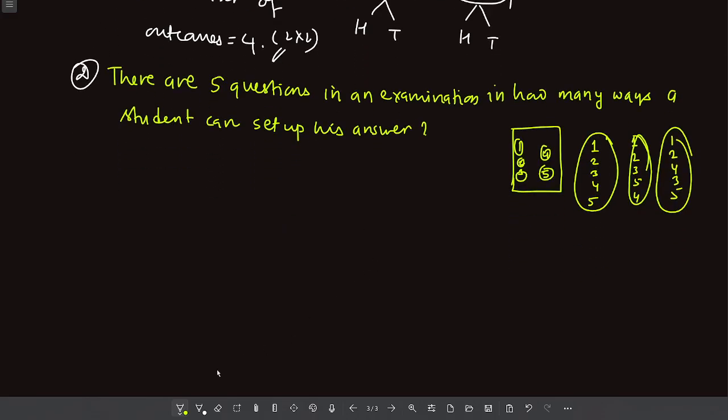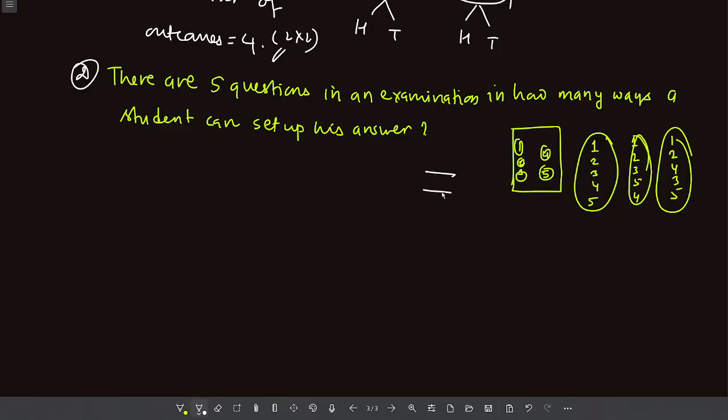How much will it be? The 5 exclamation mark, that is called 5 factorial. Yes, it will be 5 factorial. So 5 times 4 times 3 times 2. Right. Or you may analyze it like this also.